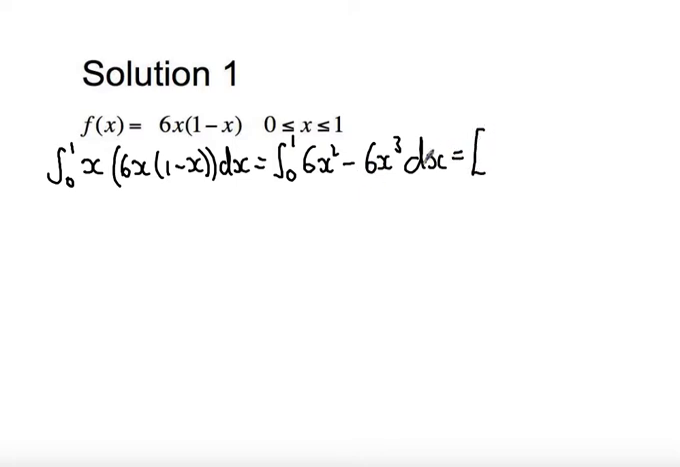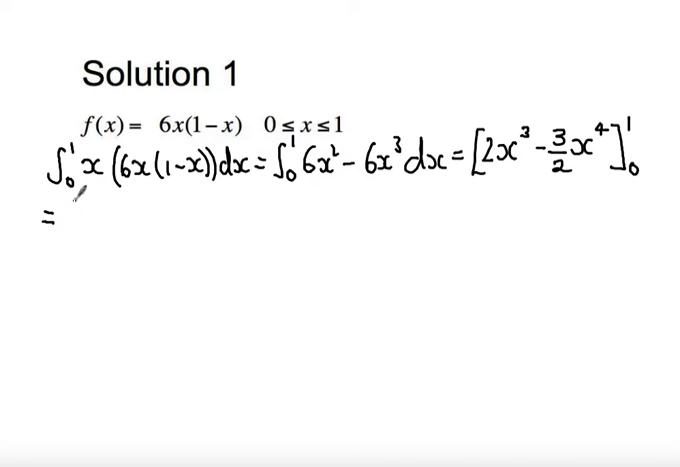Square brackets because I'm doing definite integration. 6x squared will integrate to x cubed, 6 divided by 3 gives me 2. Minus 6x cubed will integrate to x to the power of 4, with 6 divided by 4 cancelling to 3 over 2. And we're integrating this between 0 and 1. If you need to take a couple of steps so that you can simplify this, that's fine. I'm just saving a little bit of space and time.